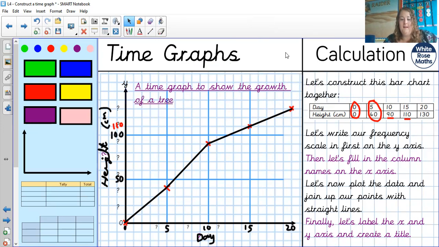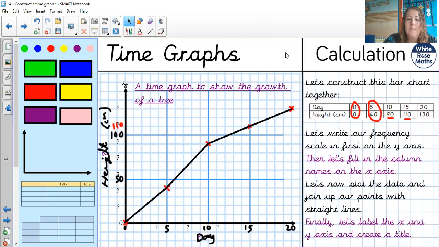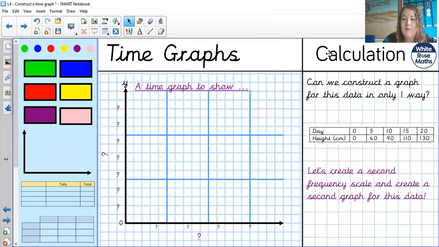Okay, just going to move on again here then. Is there only one way to look at this data? Looking at the numbers I had, that's 0, 40, 90, so I'll go back. These numbers here, could I have done it in a different way? Now this time I'm not going to show you the alternate way, but I'm sure you can think about another way we could have looked at those numbers, the 0, 40, 90, 110, 130.